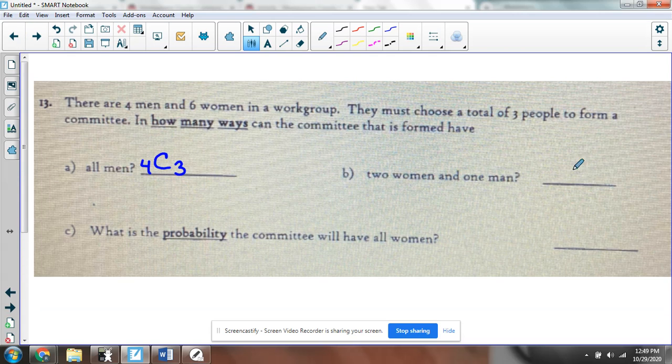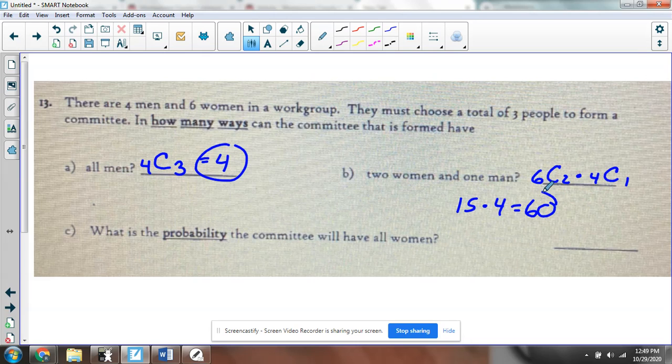2 women and 1 man. Okay, I'm going to pick 2 women from the group of women. That's 6 choose 2, times 1 man, 4 choose 1. I forgot, this is going to be 4. 4 choose 3 is 4. 6 choose 2 is 15. 4 choose 1 is 4. So this is going to give me 60.